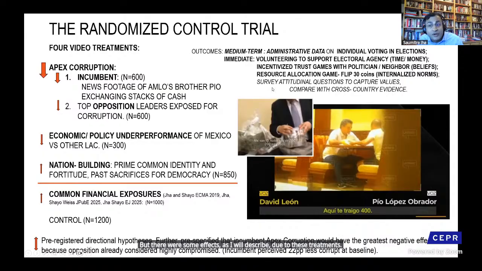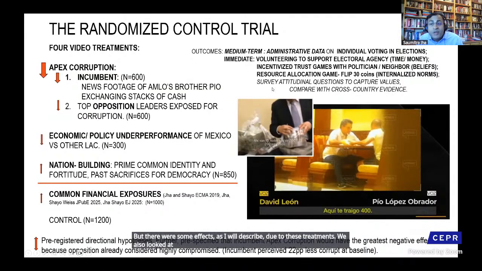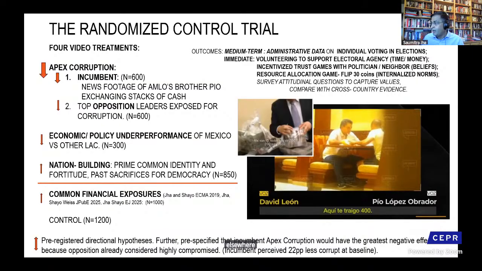We also looked at survey questions to see whether people were conscious of these changes in values, and we compare it with a cross-country interrupted survey design to test whether these effects generalize elsewhere as well.